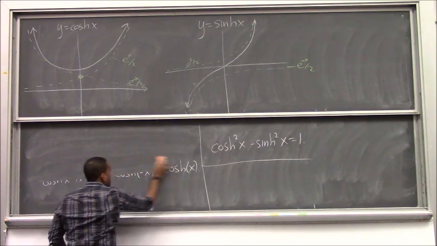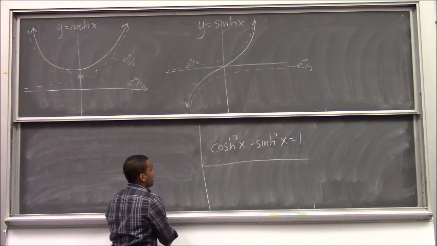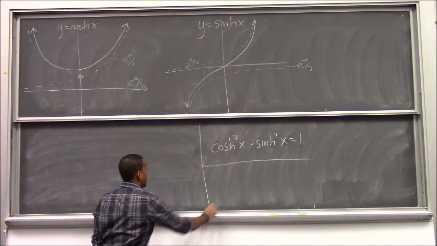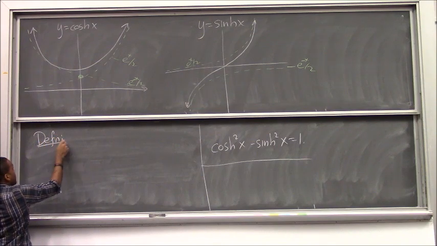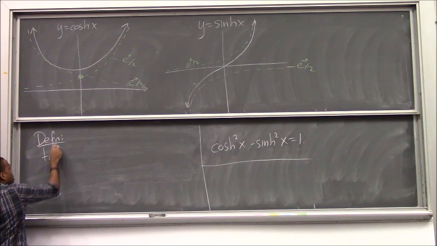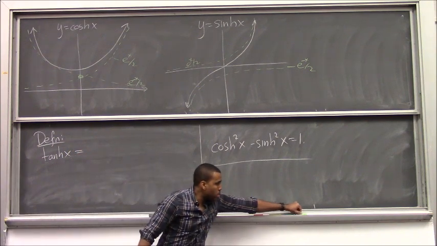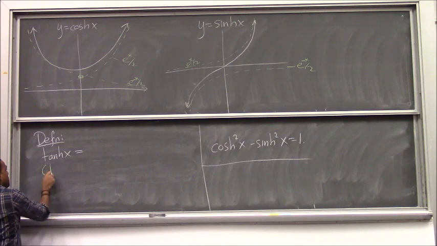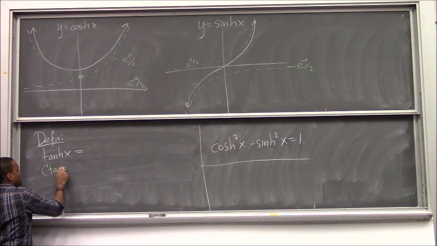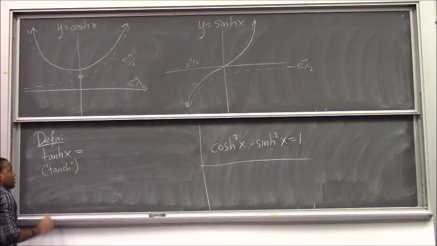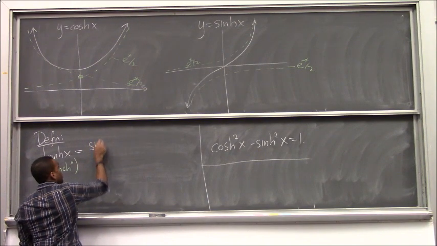We also have some definitions. We define a lot of other hyperbolic functions. So this guy we call the tanh, hyperbolic tangent. It's pronounced tanh. Hyperbolic tangent, and this is defined as the sinh over the cosh.